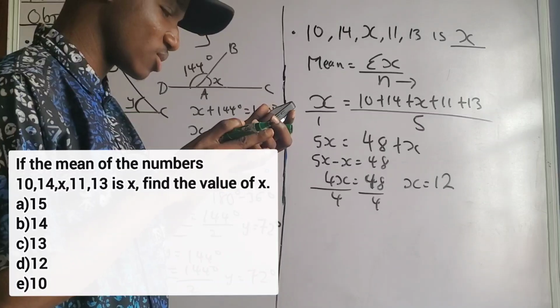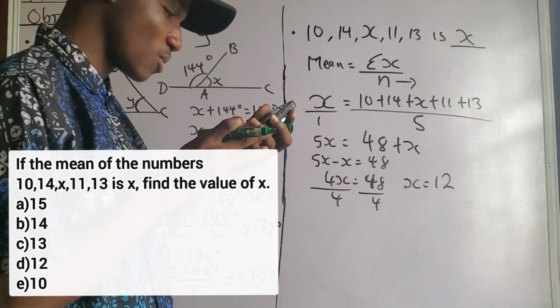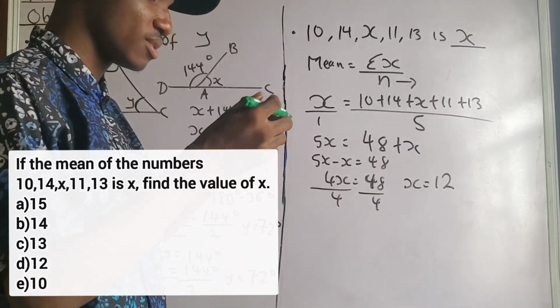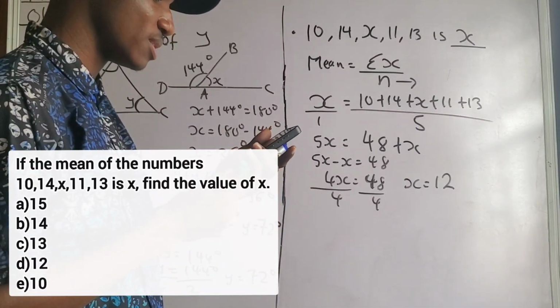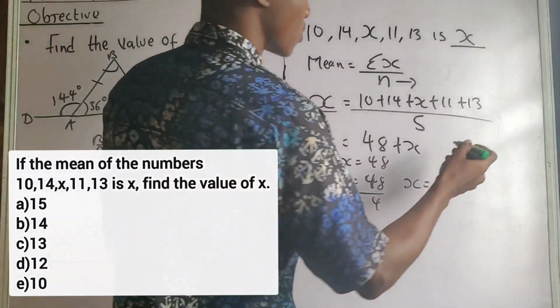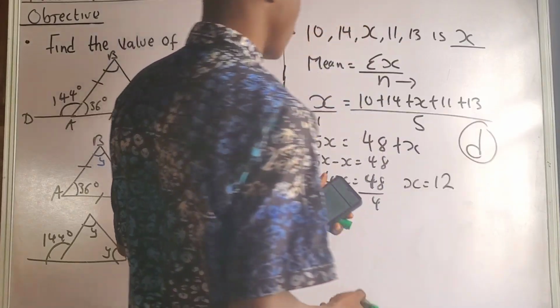Now let us check the correct option. The first option is 15. Second option is 14. Option C is 13. Option D is 12. So the correct option to that question is option D, which is 12.